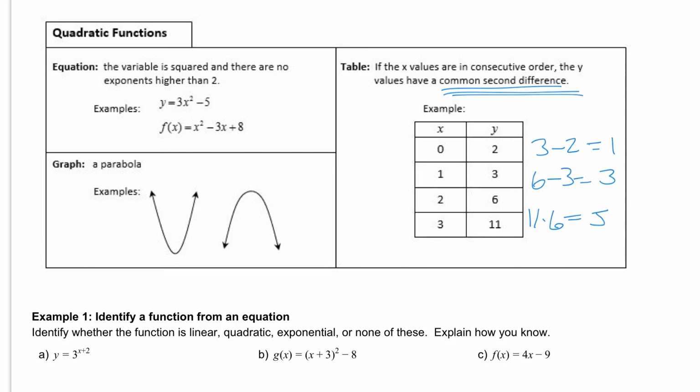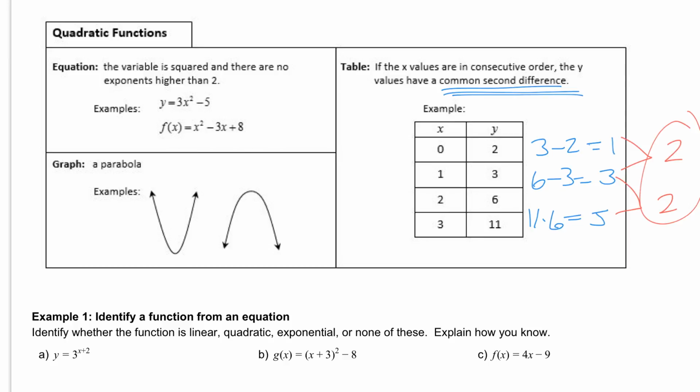And then we look at the second difference. So now we subtract again. And we get 5 minus 3. So we're looking at these two, which gives us 2. 3 minus 1, which also gives us 2. And that 2 is what we call a common second difference.